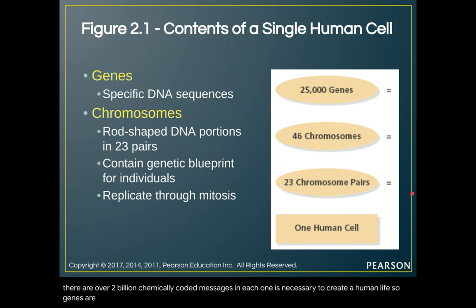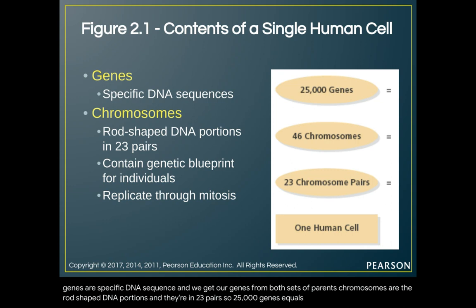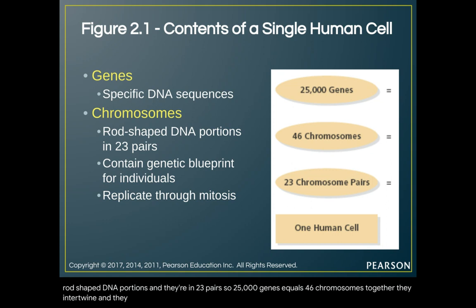Genes are a specific DNA sequence, and we get our genes from both sets of parents. Chromosomes are the rod-shaped DNA portions, and they're in 23 pairs. So 25,000 genes equals 46 chromosomes. Together, they intertwine and create 23 pairs. Each chromosome pair, 23 of them, creates one human cell.